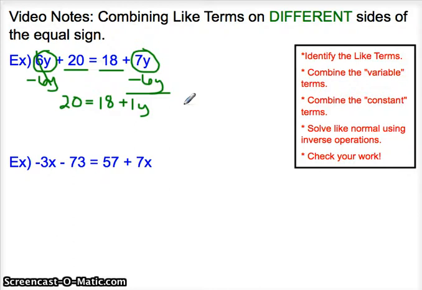Now I'm back to my two-step equation. I can now move the 18 over by the 20. The opposite of positive 18 is negative 18. 20 minus 18 is 2 equals 1y. Since 1y is actually the same thing as just having y, we're done with this problem, and the final answer is y equals 2.